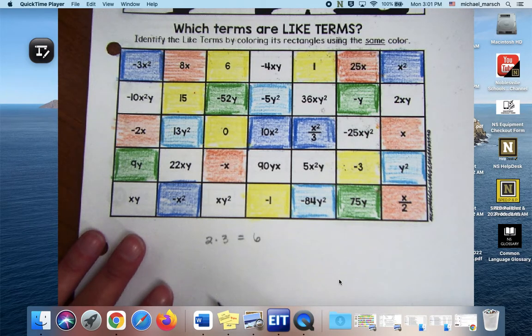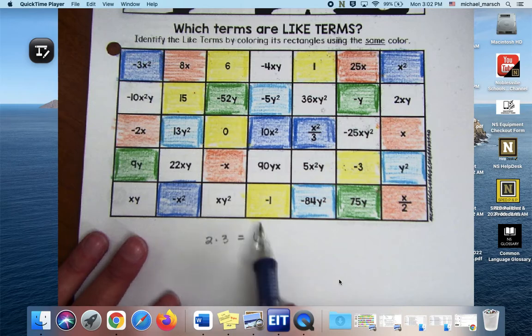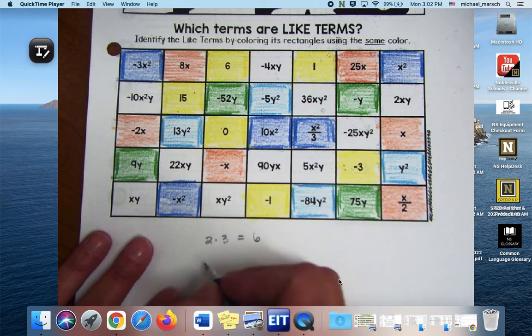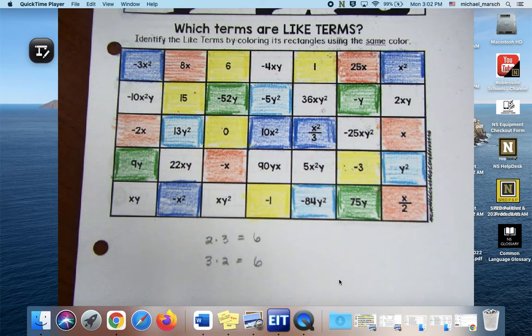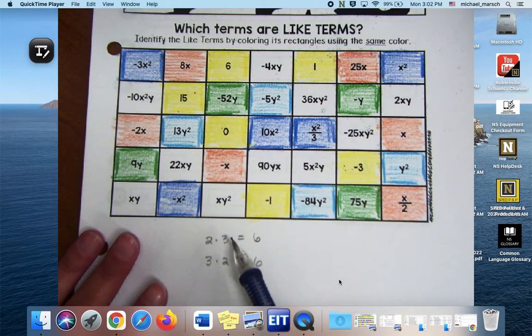Shouldn't you do xy too? Nope, because that has an x with it. It can only have y squared. Okay, so 2 times 3, we all agree is 6, right? So what's 3 times 2? 6. Please listen, I don't want you guys to miss this.